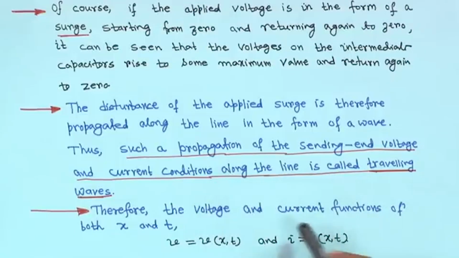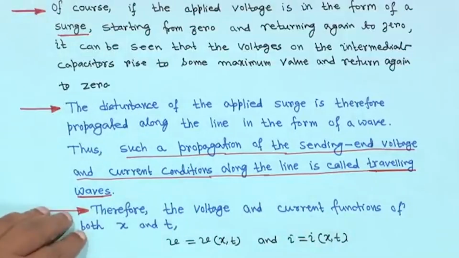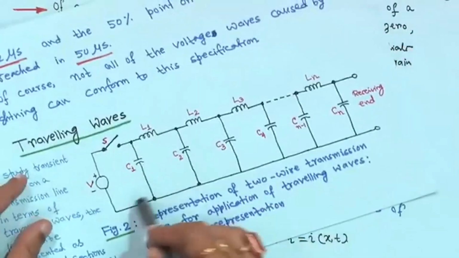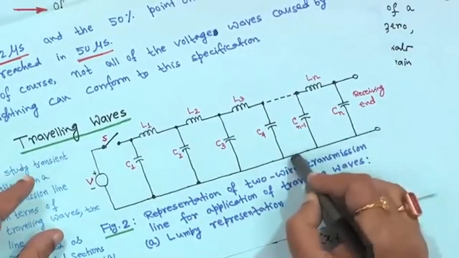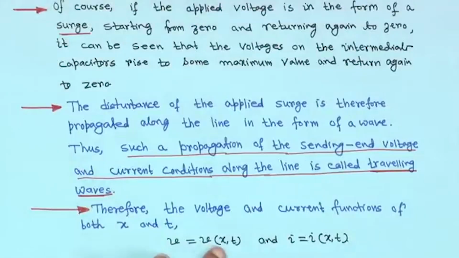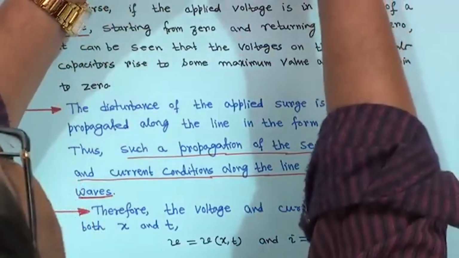Therefore, the voltage and current are functions of both x and t. We can represent it as V equal to V(x, t), and I equal to I(x, t). This is the direction x, and it is moving along time. So V is a function of x and t, and I also is a function of x and t.